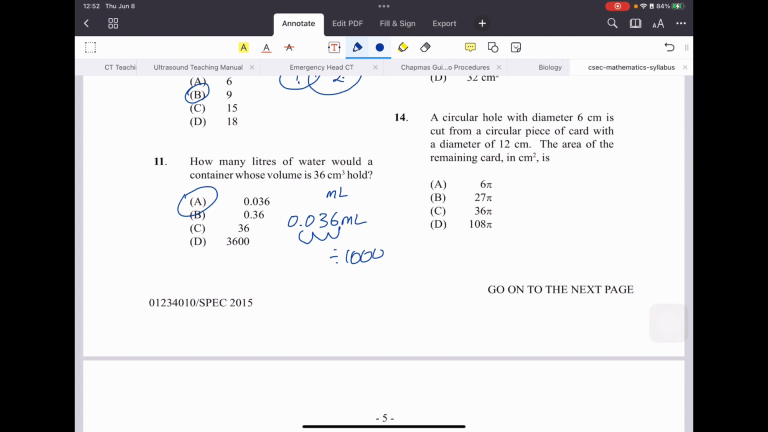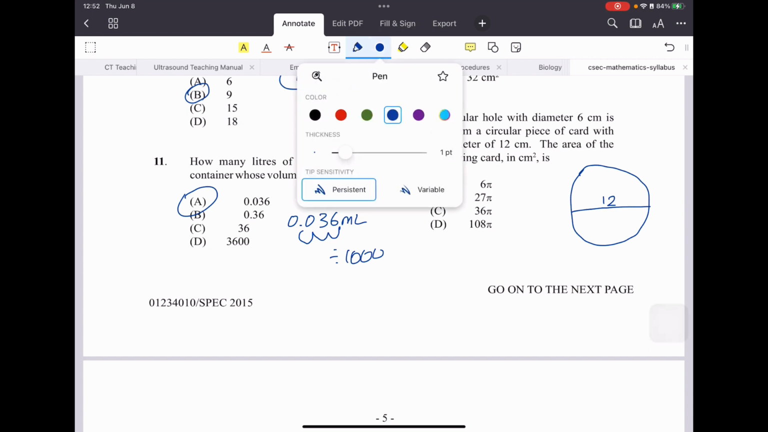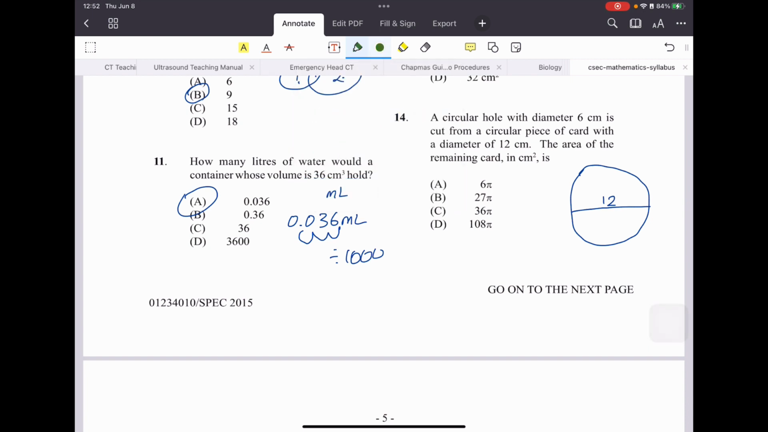A circular hole with a diameter of 6 cm is cut from a circular piece of card with a diameter of 12 cm. So to make it simple, let me draw it out for you, right? So first you had this big card, a bigger circle, and the diameter was 12 cm. What you did, for whatever reason, you decide to cut a smaller circle from this card. So you essentially cut a smaller circle, and the diameter of that circle was 6 cm. Okay, that's just to help you understand.